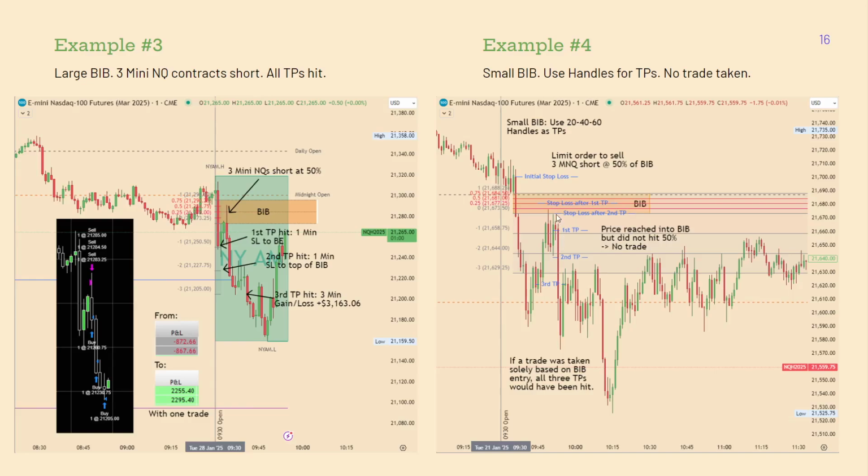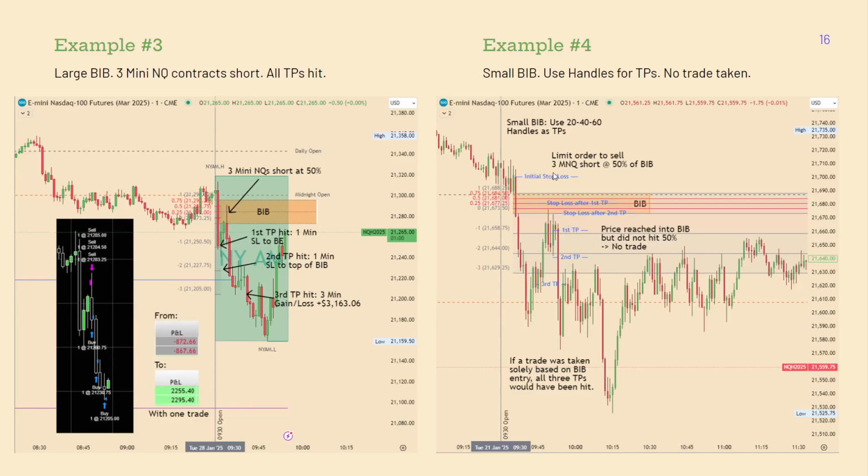Here is a fourth example. While the BIB is a technique that occurs every day and it hits at a remarkable rate, there are some instances where you will not be able to get into a trade. And this is okay, because if you don't trade, you don't lose. Protect your capital.